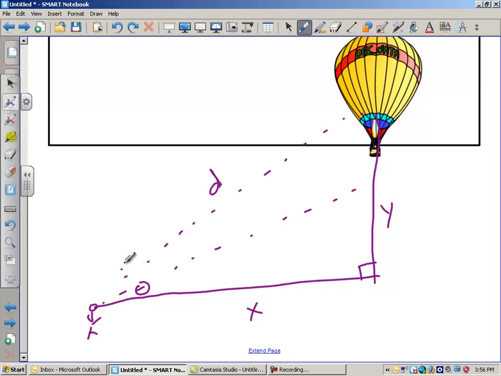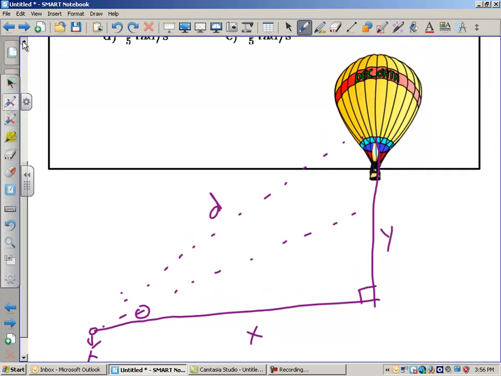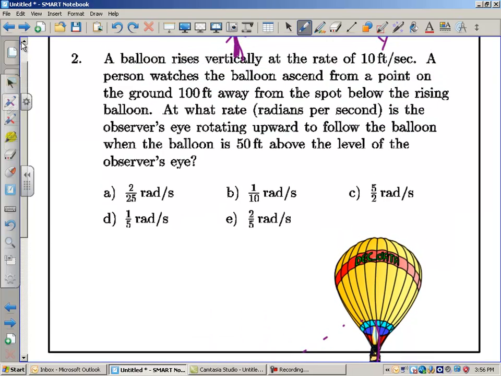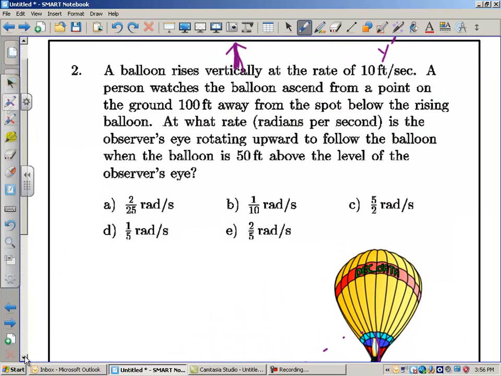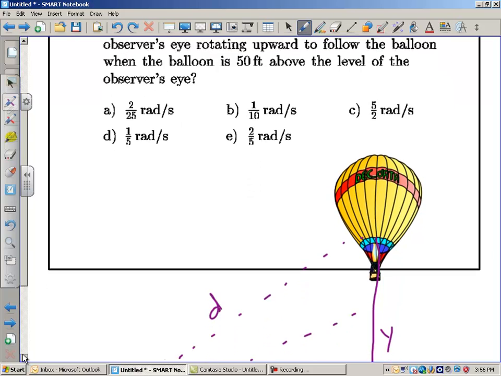Theta is increasing. What is happening to x? Is the value of x changing? Of course it's not. This person is not walking forward, so x is going to be what's called a static or a quiescent variable, which means it's unchanging. And that person is 100 feet away from that spot.